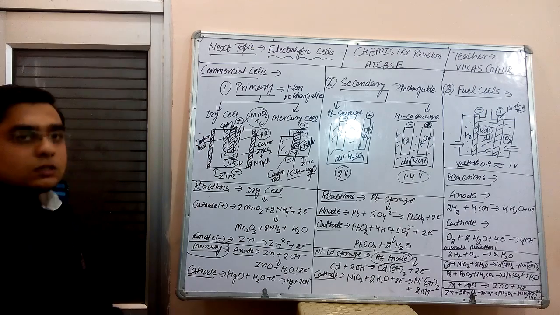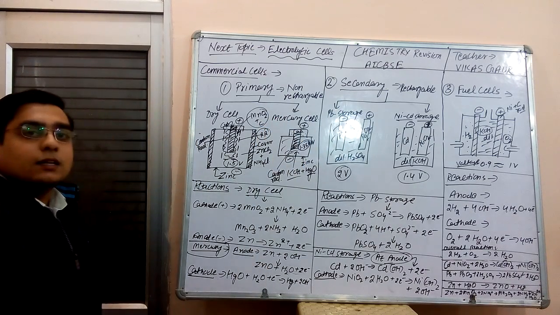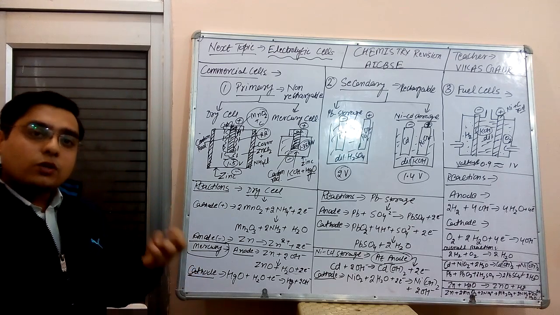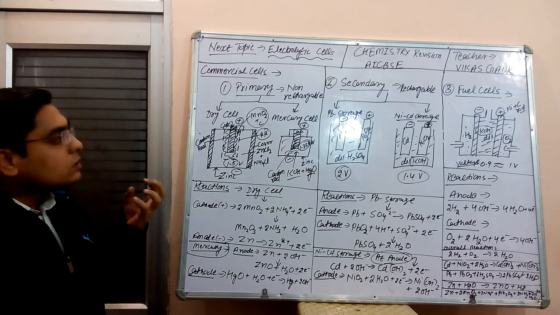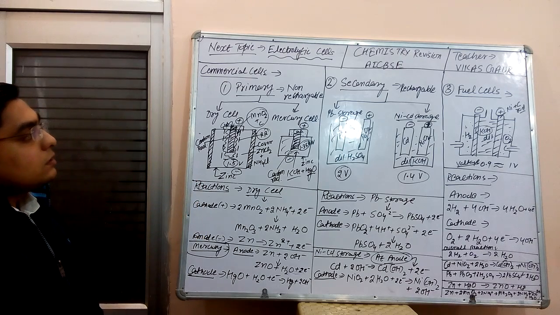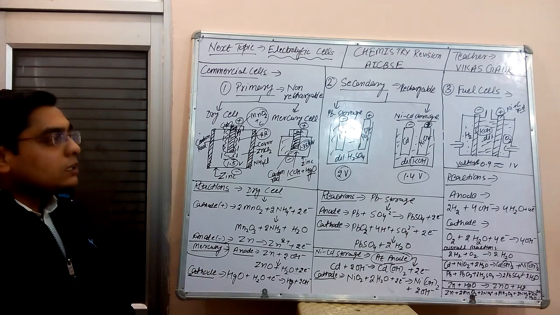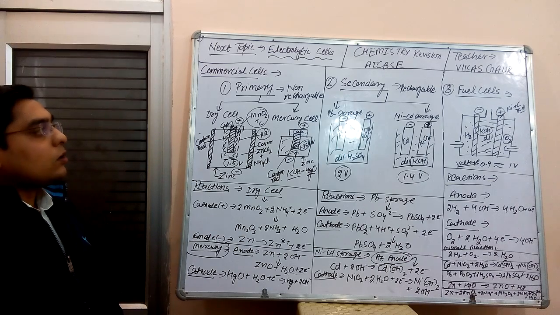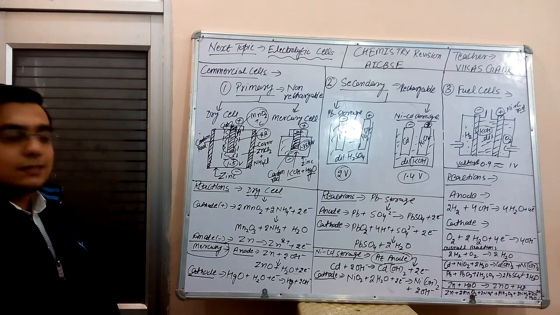The first one, primary cell. There are total 3 types of the commercial cells. Means those cells which can be used for commercial purpose in your house, in factory, or anywhere where there is direct requirement of the cells, and they will be called commercial cells. Means which are cheap, can be transported easily, stored, and can be used easily, and are not very costly, are called commercial cells.